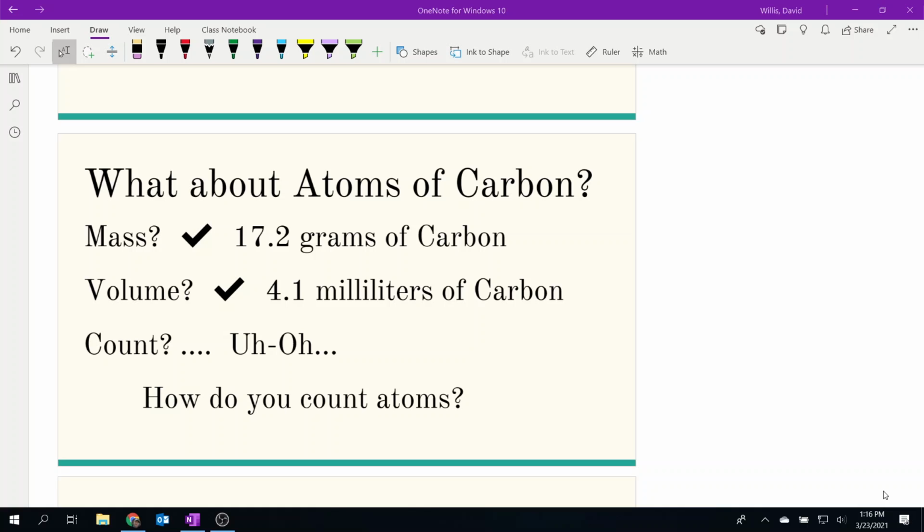Counting. And then I'm like, hey, I'm going to need a lot of atoms. I'm going to need like 45. Could you count me out 45 atoms of carbon? And the answer is nope.